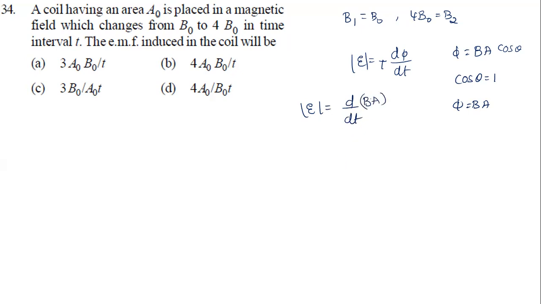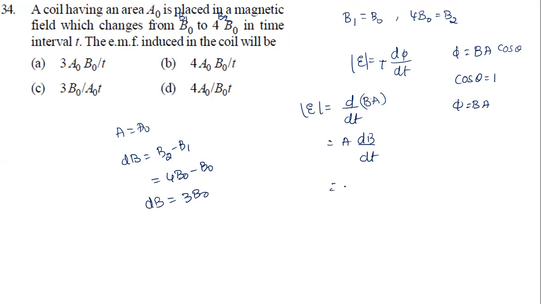Now the area of the coil is constant, not going to change. That is A0, we take it outside. It is A0 times dB by dt. Here dB is the change in magnetic field. It is going to change from B1 to B2. The change is B2 minus B1. So B2 is 4B0 minus B0, which becomes 3 times B0. That is dB.